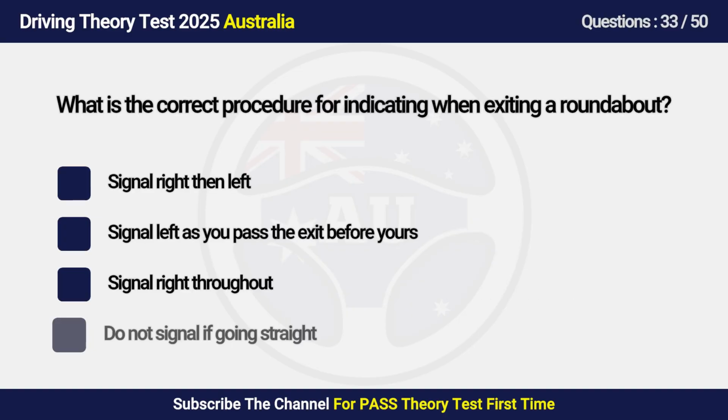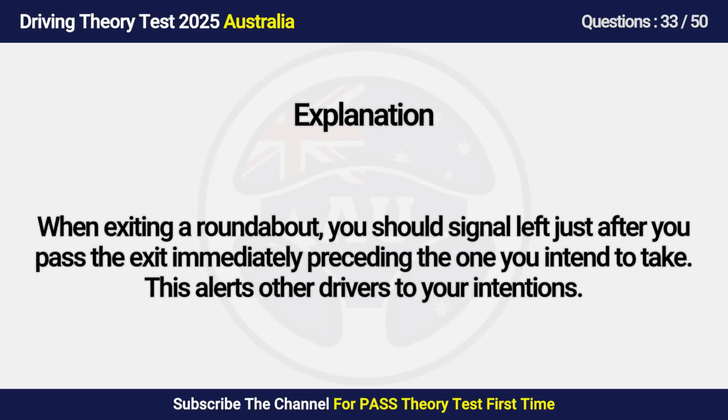Question 33. What is the correct procedure for indicating when exiting a roundabout? A. Signal right then left. B. Signal left as you pass the exit before yours. C. Signal right throughout. D. Do not signal if going straight. Answer is B. Signal left as you pass the exit before yours. When exiting a roundabout, you should signal left just after you pass the exit immediately preceding the one you intend to take. This alerts other drivers to your intentions.